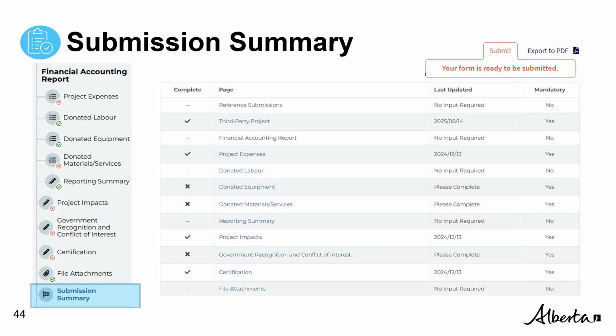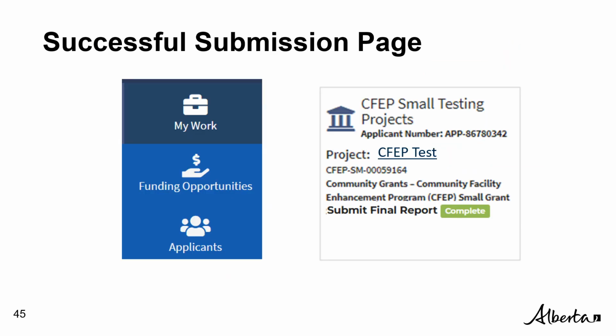Now, before you submit, you can save a copy of your complete final report to keep for your records. Just click on the Export to PDF located in the upper right corner, and a PDF version of your final report will be available to download. When you have check marks by all the mandatory documents and you're ready to submit, click on Submit in the top right corner. After submitting your final report, return to the My Work homepage, and under the Recent Submissions section, you will see that your report status has changed to Complete in green.